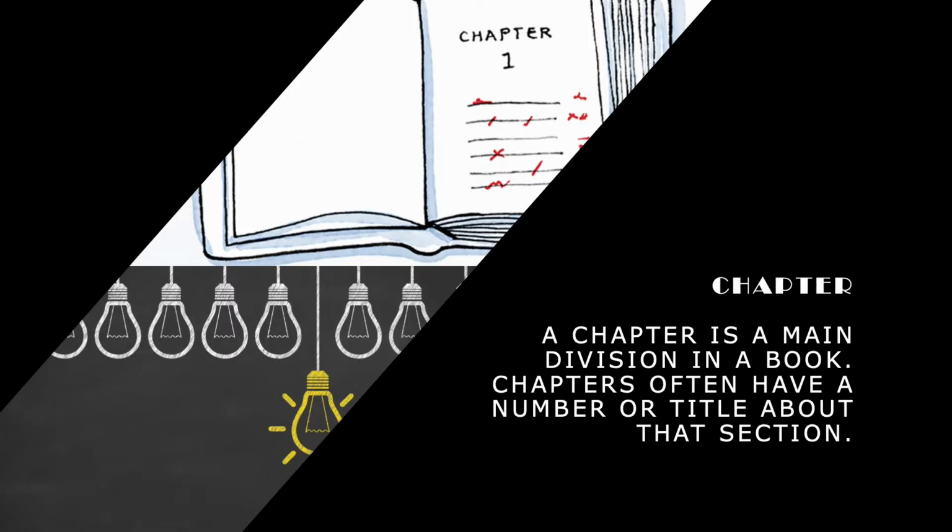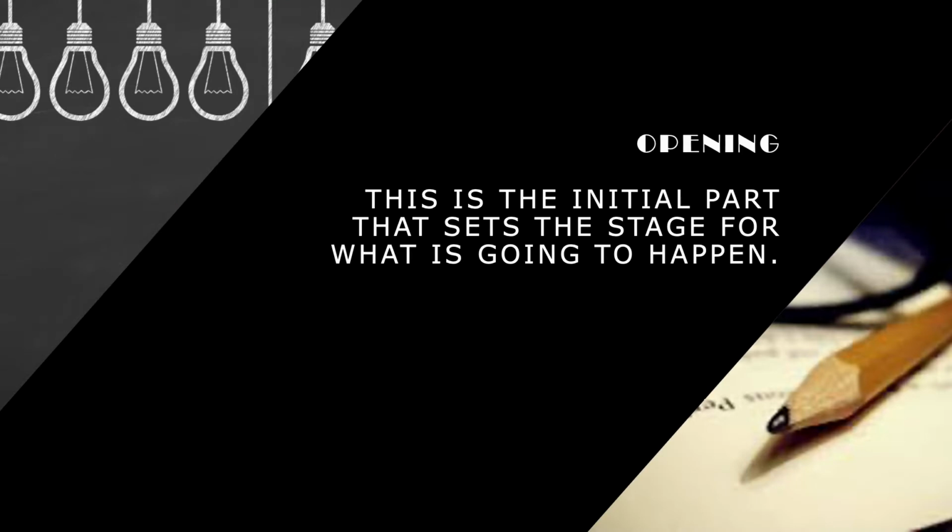Let's begin with chapter. A chapter is a main division in a book. Chapters often have a number or a title about that section. Then there's the opening. This is the initial part that sets the stage for what is going to happen in the story.